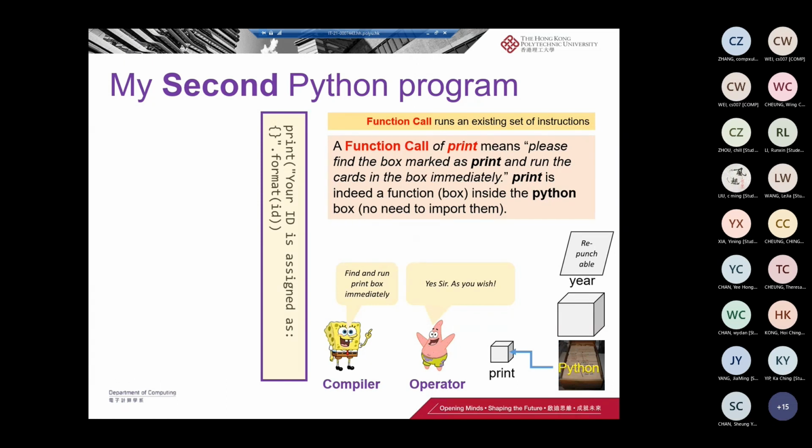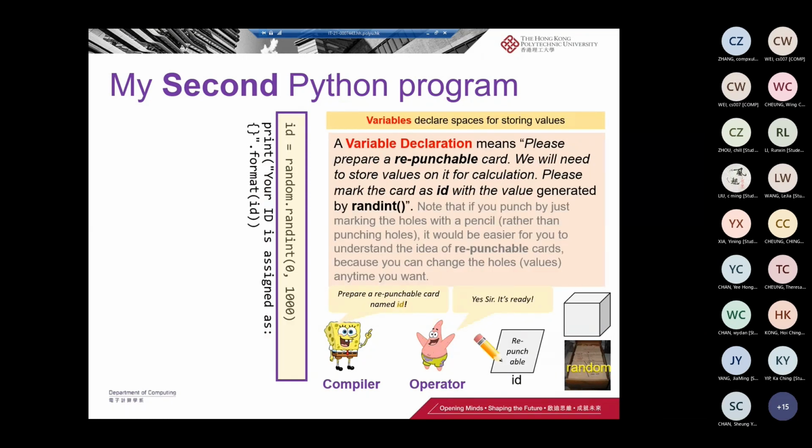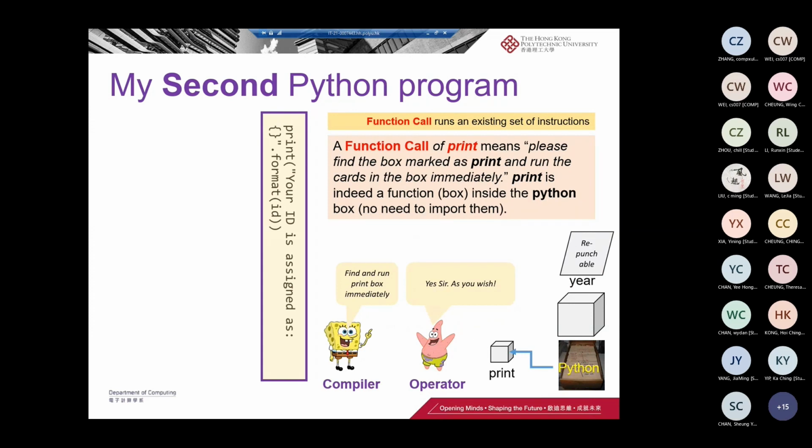As you see here, we let the operator know that we want to use the value stored on the ID card. As I mentioned in previous slides, the ID is just a repunchable card. So it just reads the value from the repunchable card ID and displays it on the screen. So this is what happened.